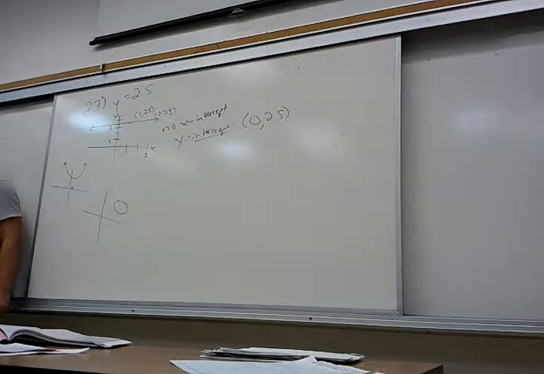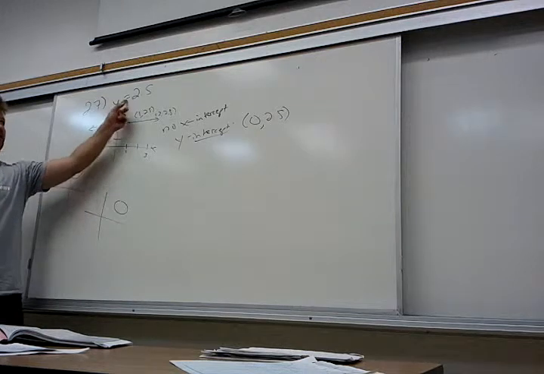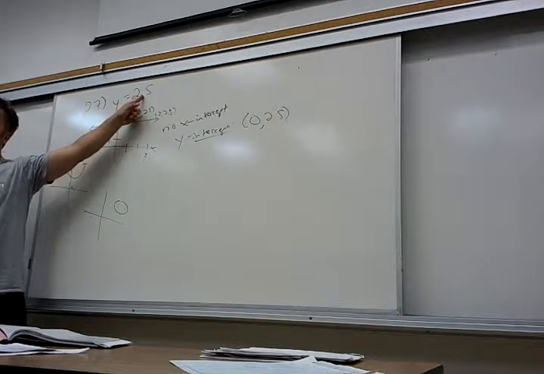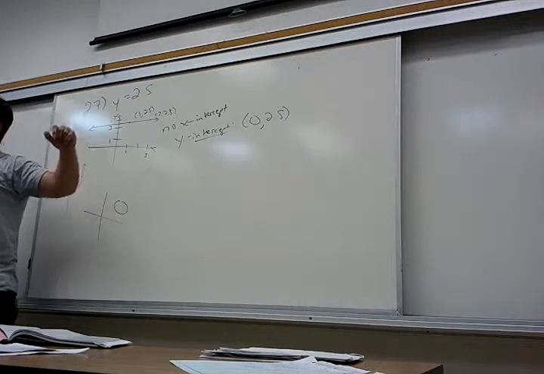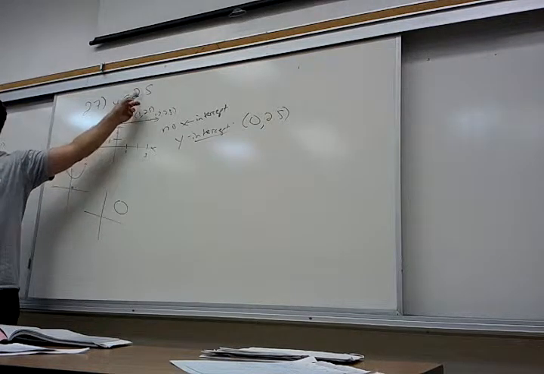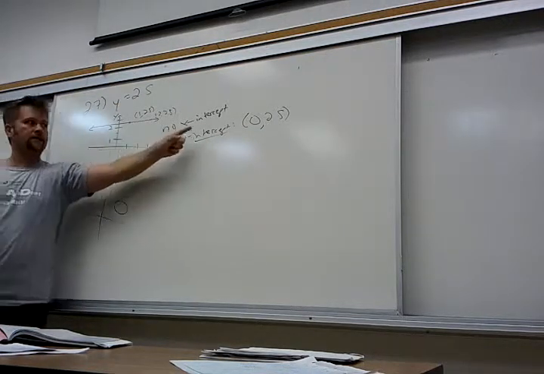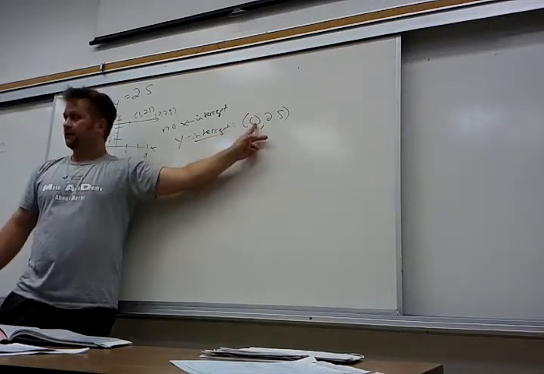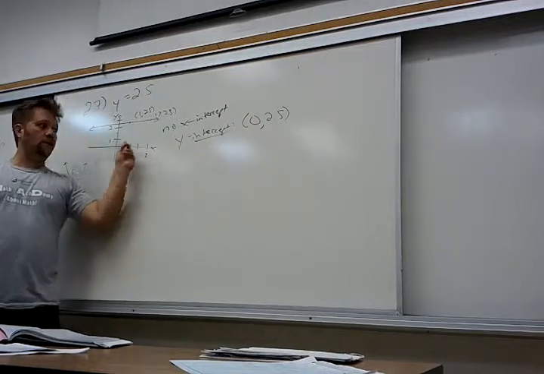Plug a 0 in for what? For what? Now think about what you just said. Y must always be 2.5. Okay, to find the x-intercept, I've got to make y 0. How can you make y 0 if y must always be 2.5? What does this say is 0? X. X can be 0. X can be whatever it wants to be.